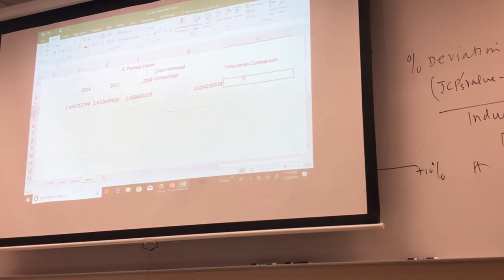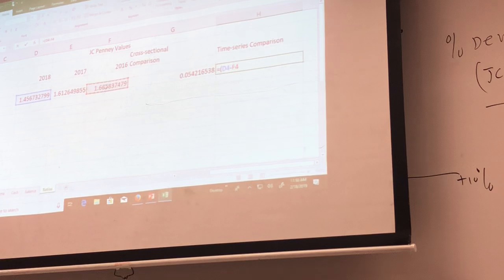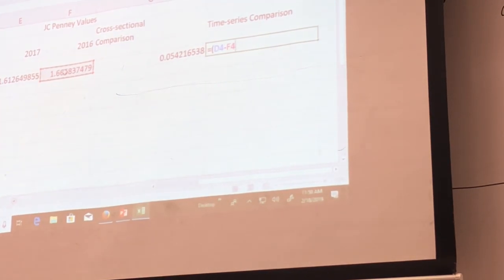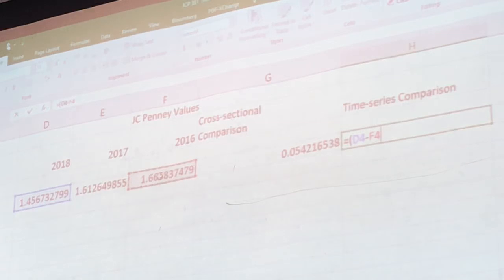So here, equal sign, open parenthesis, I take JCPenney's 2018 number, subtract from it the benchmark. So the 2016 number becomes the benchmark. Can I use the 2017 number? Yeah. I mean, it depends on you what you're trying to accomplish. You want to compare JCPenney's current performance to the 2016 performance or 2015 performance or the average of some 3 or 4 year past period. It's up to you. So you have that.